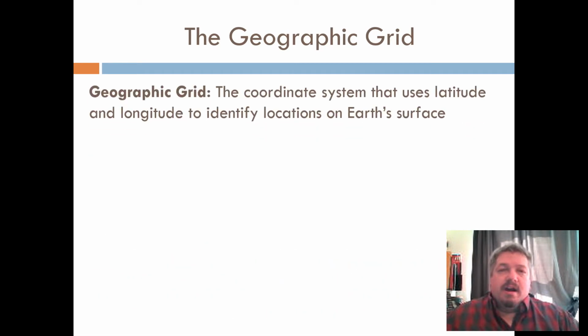And when we start with mapping, we want to display things on a map, but we also want to be able to reference where exactly they are. So the very first component of mapping is the idea of the geographic grid.